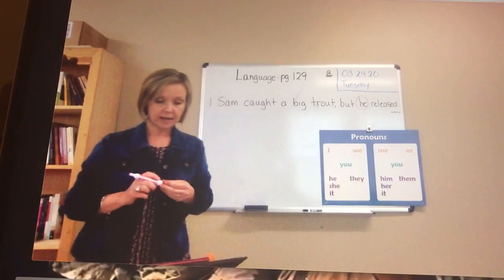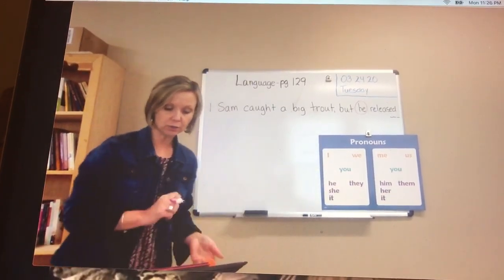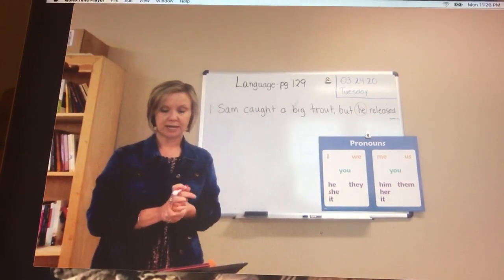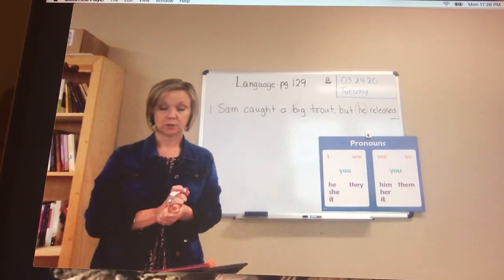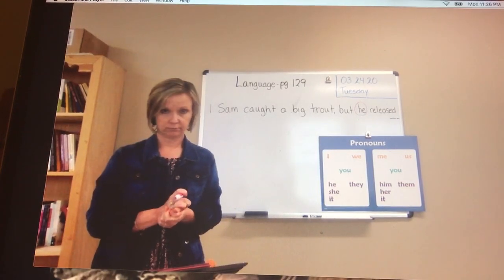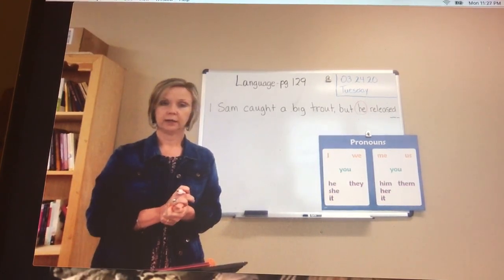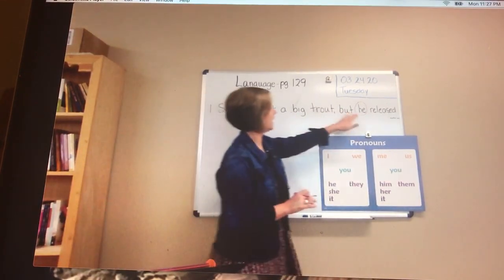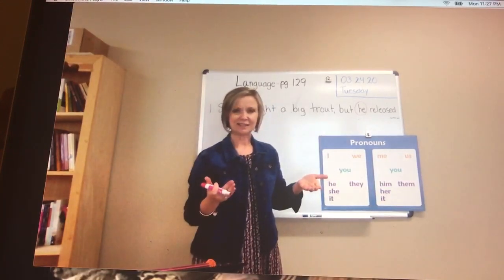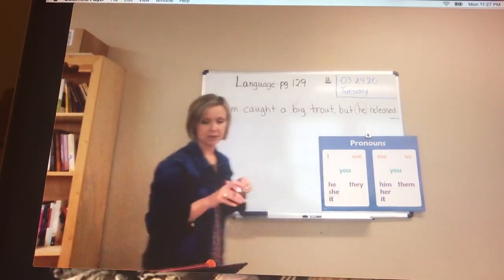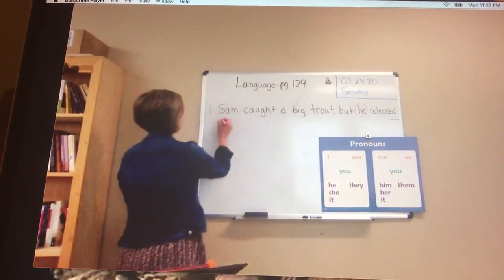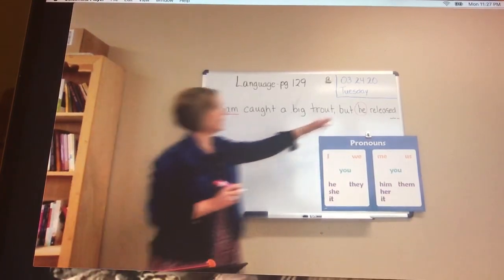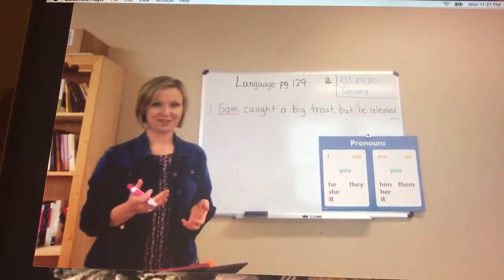Okay. Now we're going to underline the noun in the sentence that the pronoun takes the place of. So we're underlining a noun. Don't underline caught. That's a verb. Okay? So let's look. Sam caught a big trout, but he. Who is he? That's right. It's Sam. So we're going to come over here and we're going to underline Sam's name. Because Sam and he are the same person. Okay?